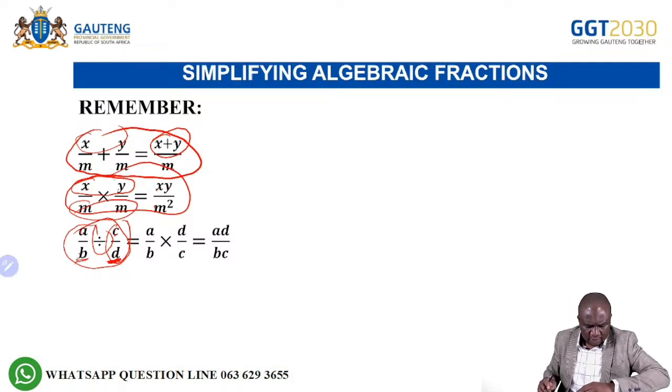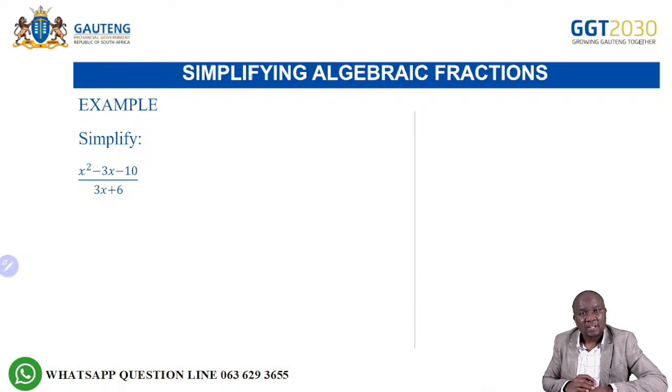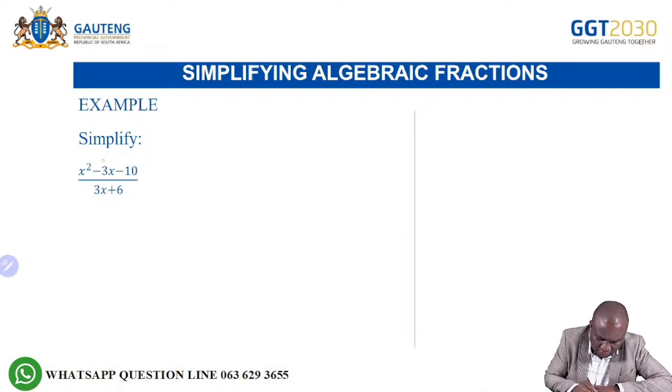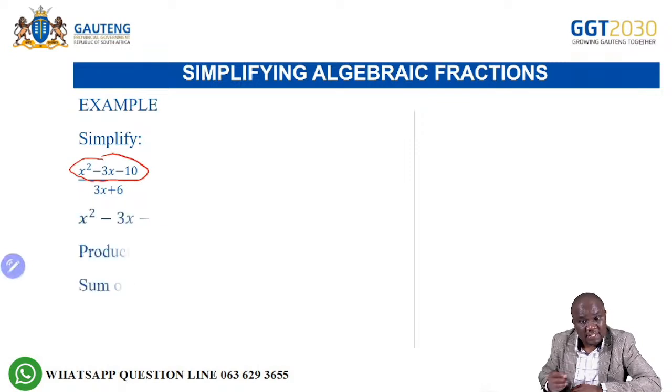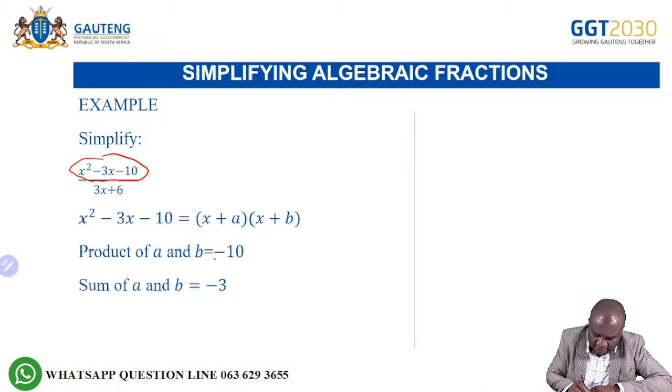Right. This is an example. We'll do it together, and after that I'll give you an activity. Do you remember how we factorize a quadratic trinomial? Let's look at the numerator here. It's a quadratic trinomial, so we look for the factors of negative 10.